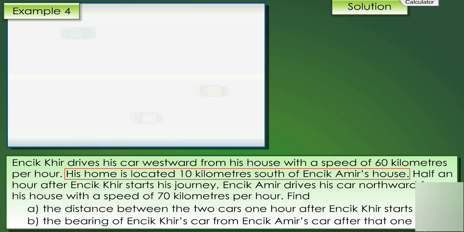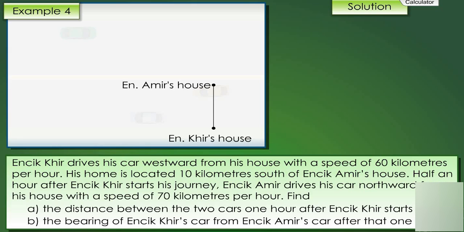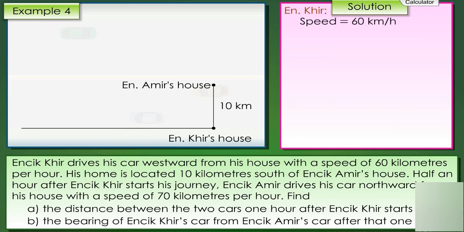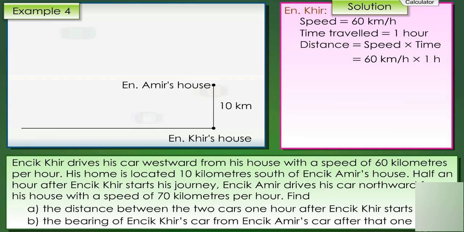Solution. Given that Eunchik Khair's house is located 10 kilometers south of Eunchik Amir's house. So, if this is the point for Eunchik Amir's house, then straight down below this point is Eunchik Khair's house. The distance between the 2 points is 10 kilometers. Eunchik Khair starts his journey first towards west. His speed is 60 kilometers per hour. After 1 hour, he has traveled a distance of 60 kilometers.